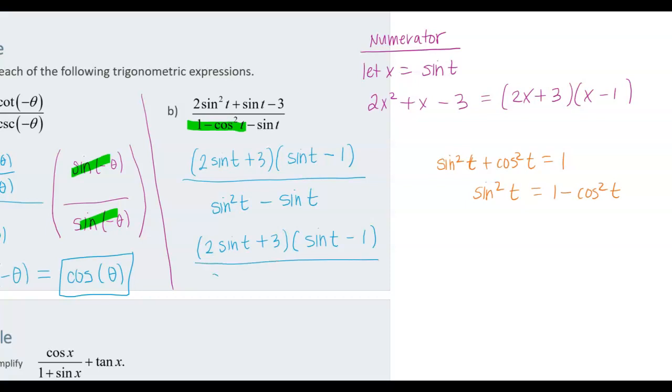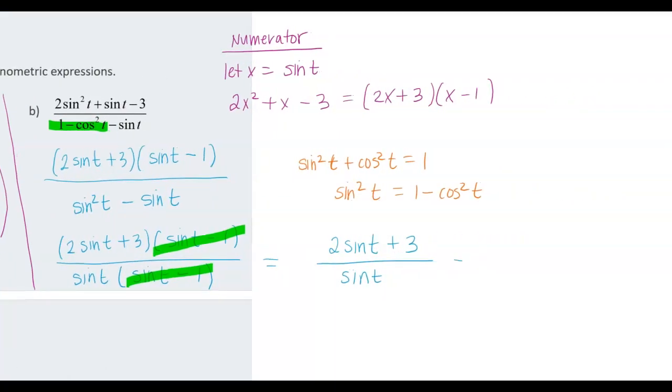And then in the denominator, I'll factor a sine of t out to the front. And I have sine of t minus 1. That works out kind of nicely because I get these two factors canceling. And then this gives me 2 sine of t plus 3 over sine of t.